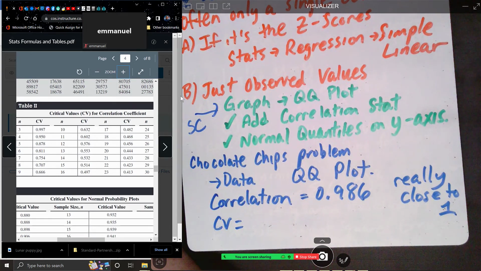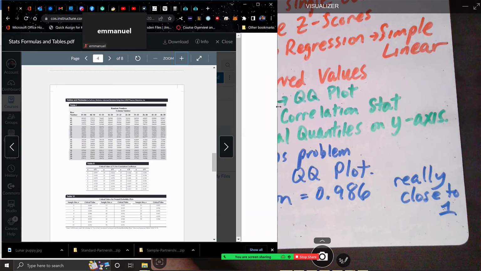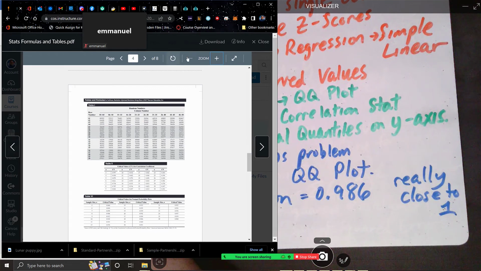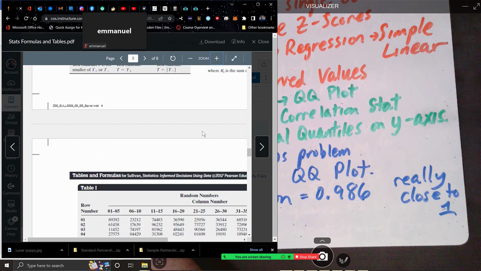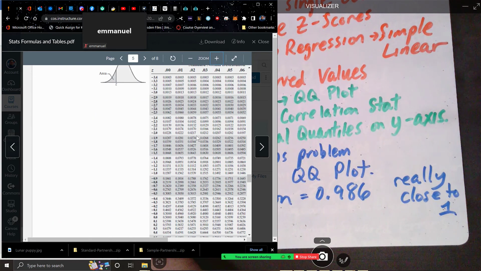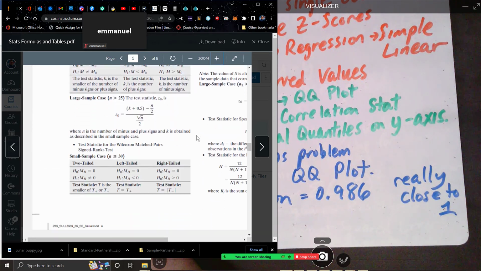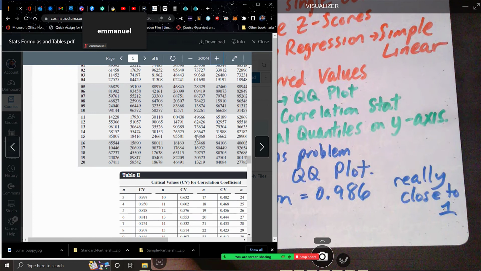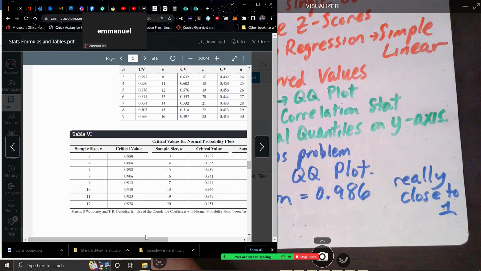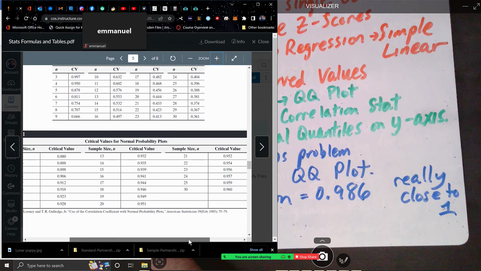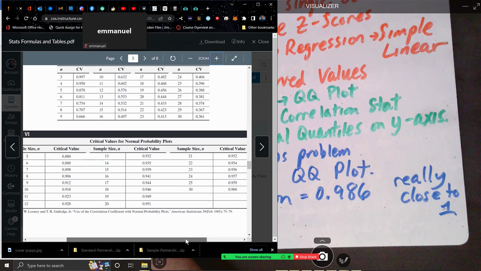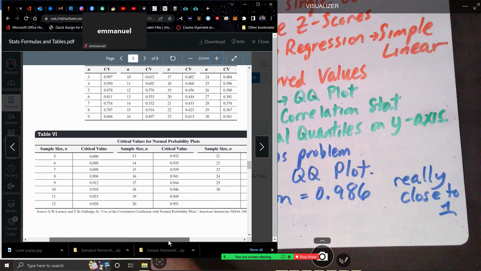And notice we have another table down here. Oh, I zoomed out. Critical values for normal probability plots. So, table 6.